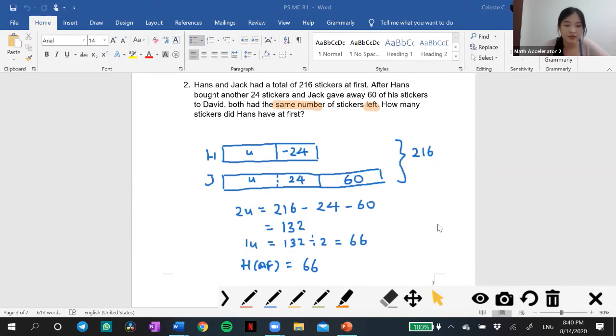Why only need to minus 24 only? You mean why do I need to minus only 1? Because this 24, you already took it away when you're working backwards. Okay, Hans bought another 24. So to get to our first stage, we have to take this away. So this 216 only involves 2 units, 24 and 60.